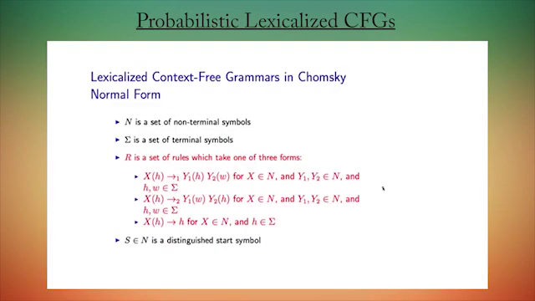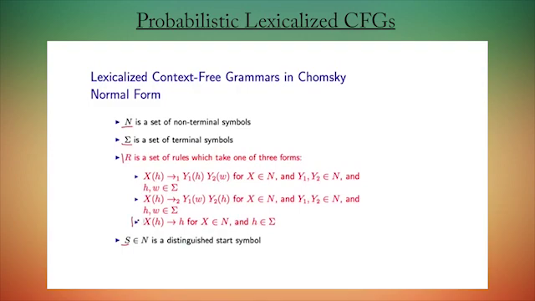So here's a definition of lexicalized context-free grammars in Chomsky normal form, which is closely related to the definition I gave you on the previous slide. So with a lexicalized CFG, we again assume we have some set of non-terminal symbols, we have a set of terminal symbols, and we have a start symbol. But the rules in the grammar take a slightly different form. So there are three different cases. Let's go through the simplest case first.